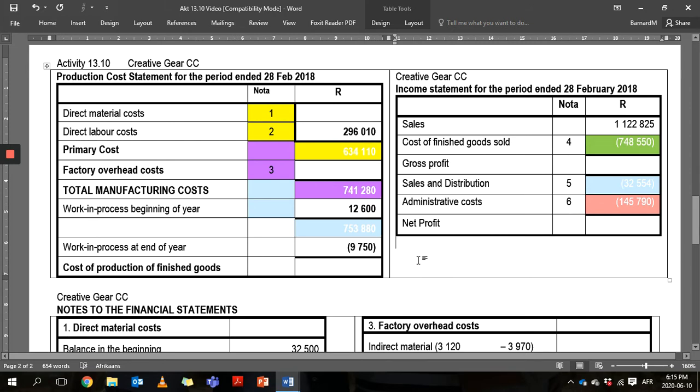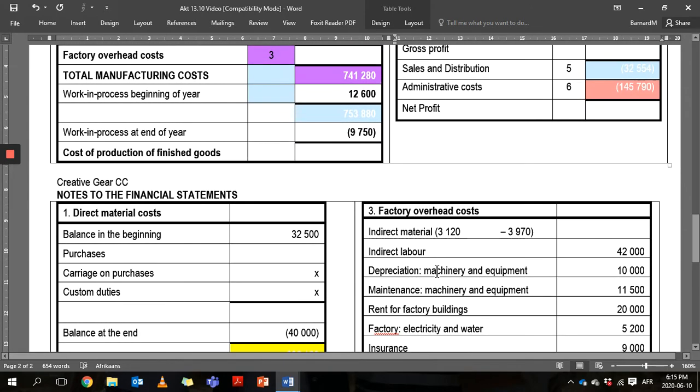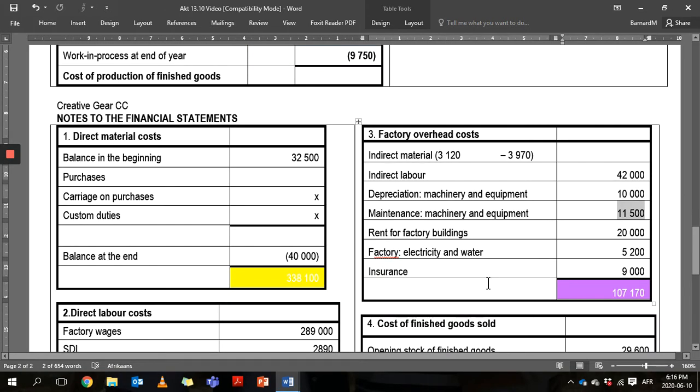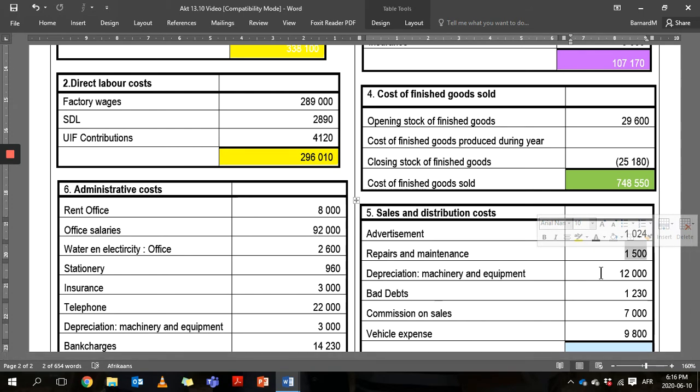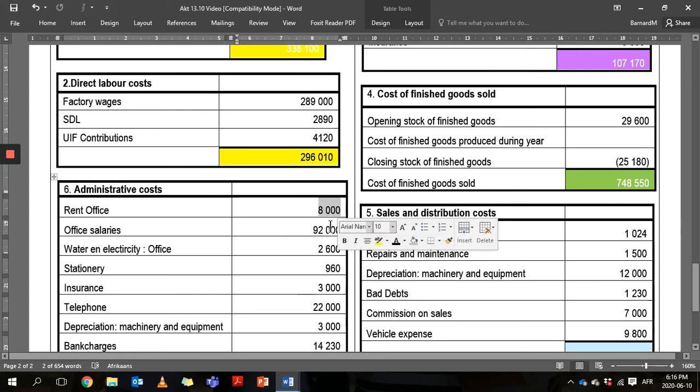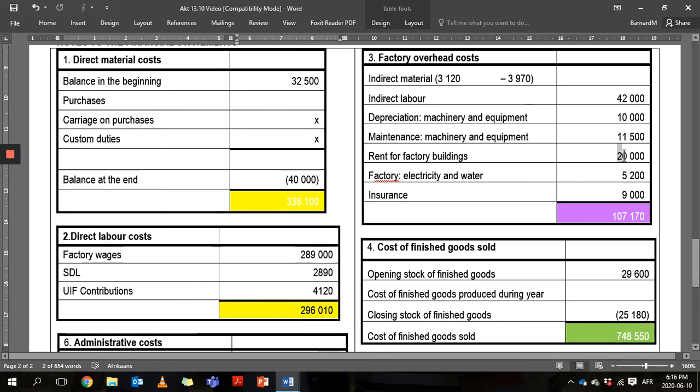Okay, then the next part is maintenance and repairs cost. There are 2. The one is sewing machines and the other one is delivery vehicles. Now the sewing machines is the factory overheads. There you can see the maintenance of 11,500. Plus then the delivery vehicle is sales and distribution. And there you can see the repairs, 1,500. Then we have rent expense, which is factory and office. So there's your office part of 8,000, and the factory part, you will see the rent over there.